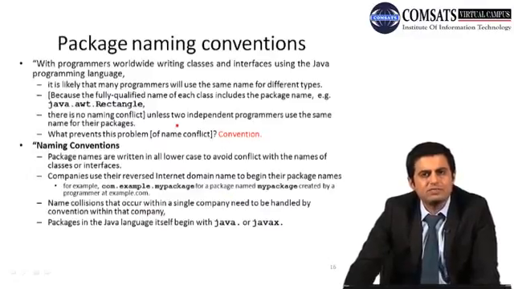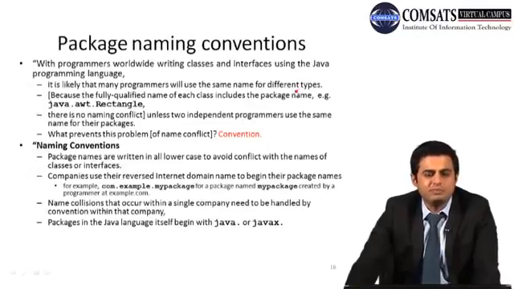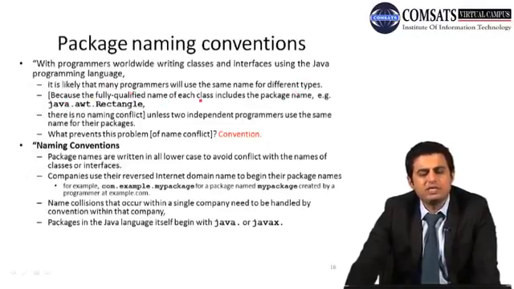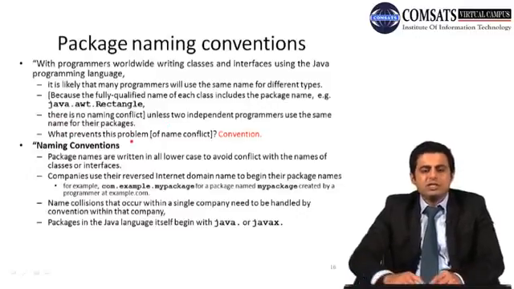Okay, there are some conventions which are used. With programmers worldwide writing classes and interfaces using the Java programming language, it is likely that many programmers will use the same name for different types, because the fully qualified name of each class includes the package name. For example, java.awt.Rectangle. There is no naming conflict unless two independent programmers use the same name for their package.